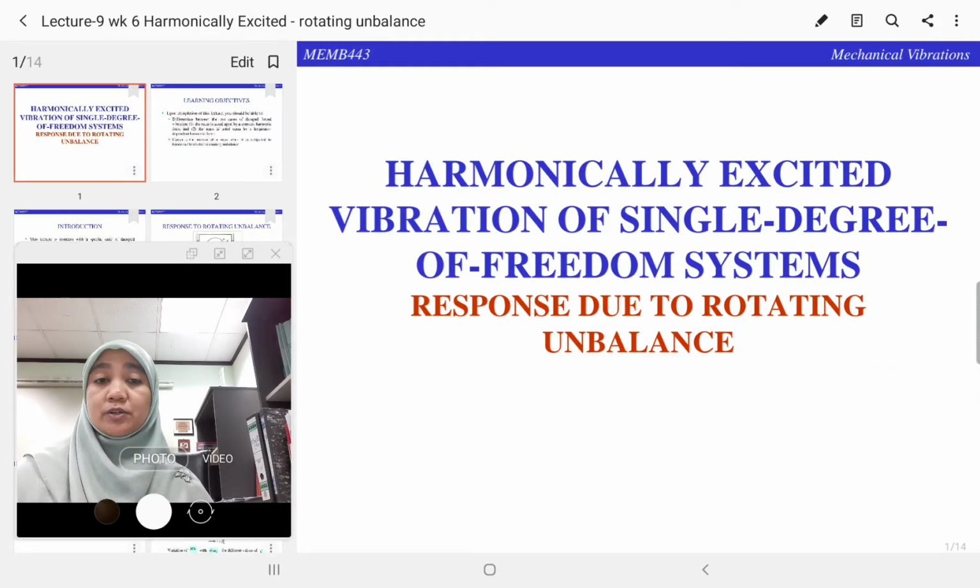So I hope you already understand the concept of force vibration based on the fixed base and also excitation base. So today we're gonna take a look at the response due to rotating unbalance. We are still talking about force vibration of a single degree of freedom system, but we want to take a look at the rotating unbalance problem. So make sure you know how to differentiate between these three cases and know which equation to use basically.